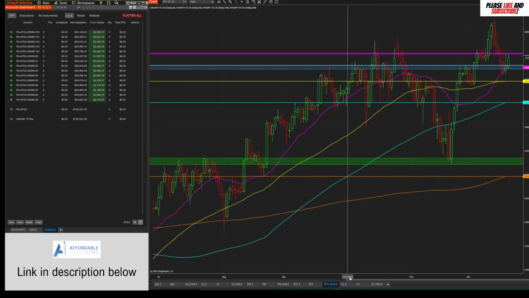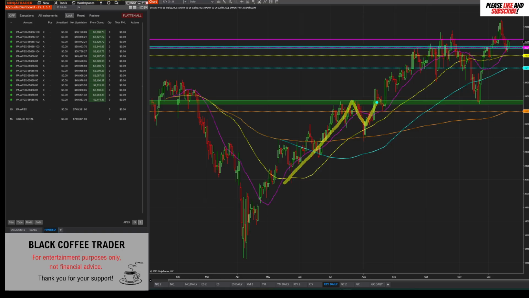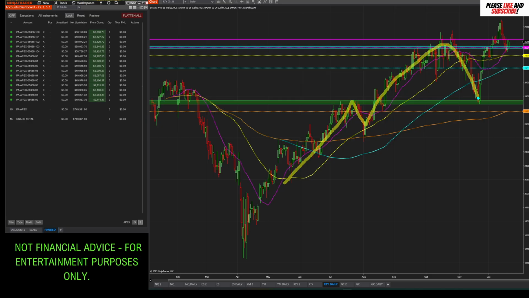So there's a major level, and what I'm looking for here is that price has come up, tested the level, broken through it and fallen below it, and then we came back and tested it again.